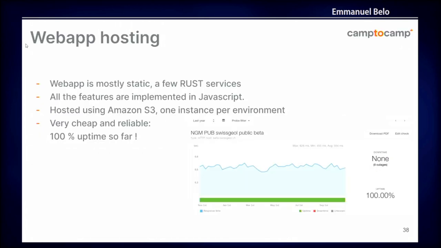Yeah. Regarding the application hosting, it's mostly a static application with a few Rust services. So actually the core of the application is JavaScript code. We didn't use a framework like Vue, Angular, and so on, because we wanted to have a clean JavaScript approach, so we don't have to manage many dependencies, and the project is able to survive the years without a major upgrade of a JavaScript framework we would have used. So most of this JavaScript code can be hosted on Amazon S3 as a static page. And in the end, it's very cheap and reliable. So we have 100% uptime so far, and really no issue. I recommend this type of architecture when it's possible.